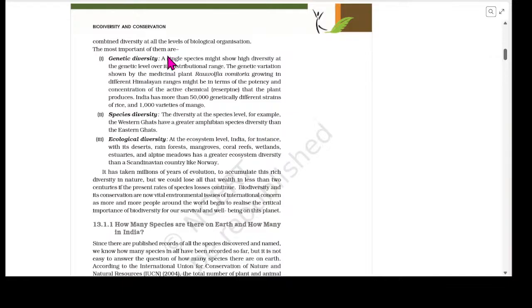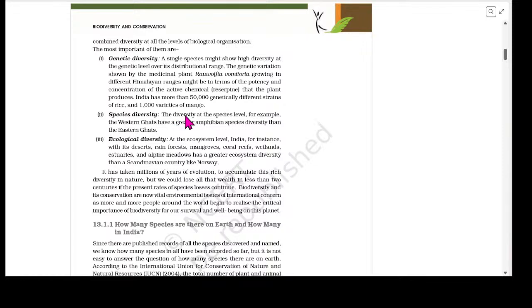The most important of them are genetic diversity. A single species might show high diversity at the genetic level over its distributional range. The genetic variation shown by the medicinal plant Rauwolfia vomitoria growing in different Himalayan ranges might be in terms of the potency and concentration of the active chemical reserpine that the plant produces. India has more than 50,000 genetically different strains of rice, 1,000 varieties of mango.